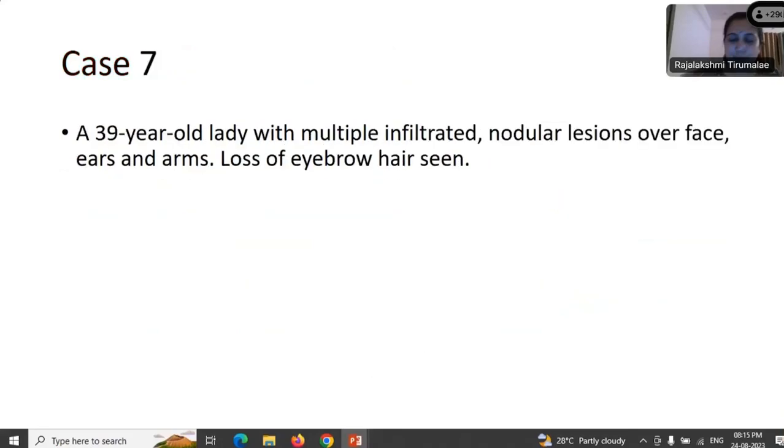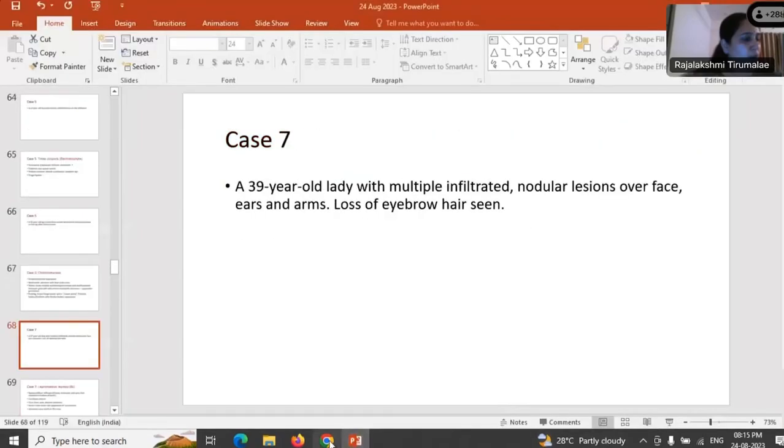So moving on to case 7, this was a 39-year-old lady with infiltrated nodular lesions over the face, ears and arms with loss of eyebrow hair. So I think we'll come back to Ishita. Is Ishita there? Yes, ma'am. Ishita, can you take this case? Sorry, it's taking a little time to load.